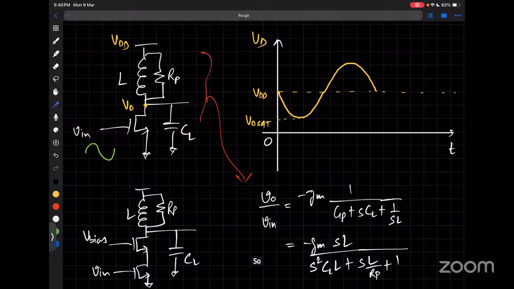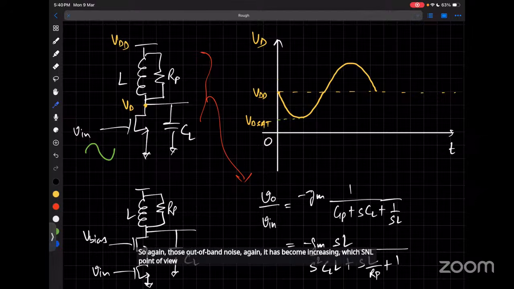So again, those out-of-band noise, again, it has increased. From the SNR point of view, there is no improvement coming. So how to modify it, or any other ideas, sir?